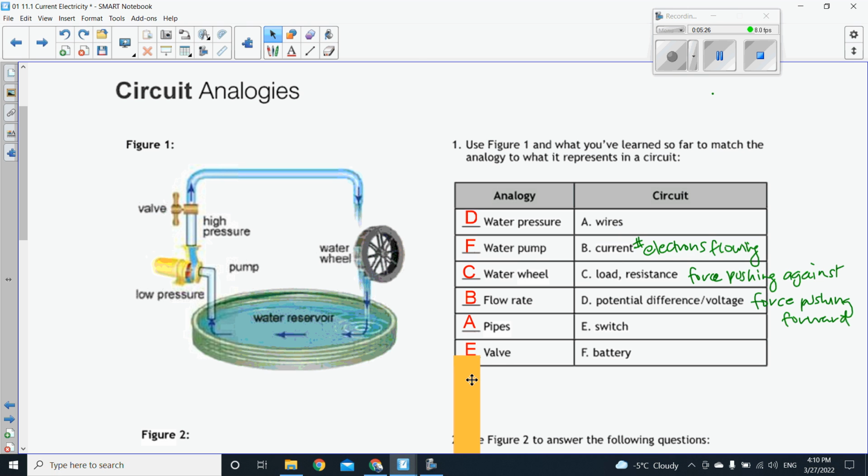And then finally, the valve is like an on-off switch. So it's like a switch. I hope that this analogy helps you a little bit to understand what these different terms are, and we can draw from our understanding of this water wheel example.